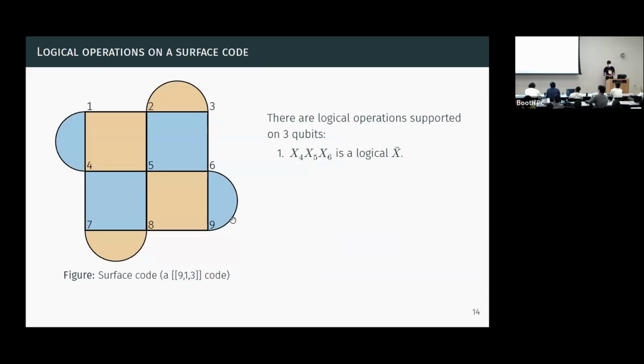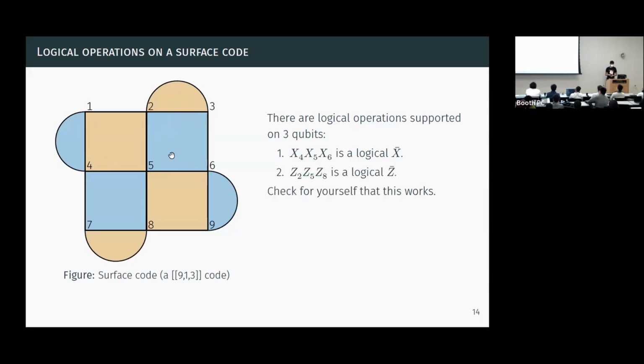Okay. So another important factor of these codes is what the logical operations are, and one is X4, X5, X6. So that's this horizontal line here. If we put X on these qubits, then we can check that they commute with all the stabilizers, as we need, right? Because we have a Z stabilizer on this yellow square. So X4 anti-commutes with Z4, but X5 also anti-commutes with Z5, so they cancel out, right? Similarly, if we look at an X-type stabilizer, X commutes with X, so that's easy.